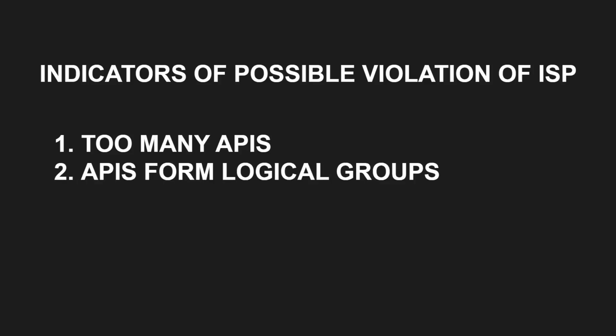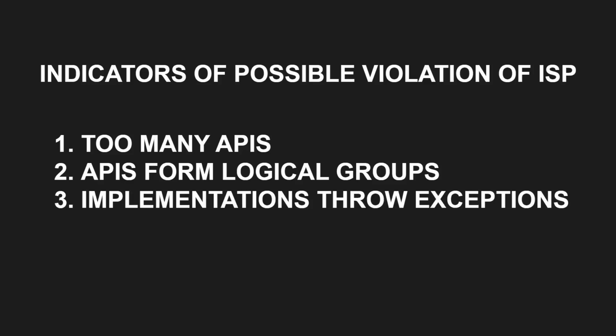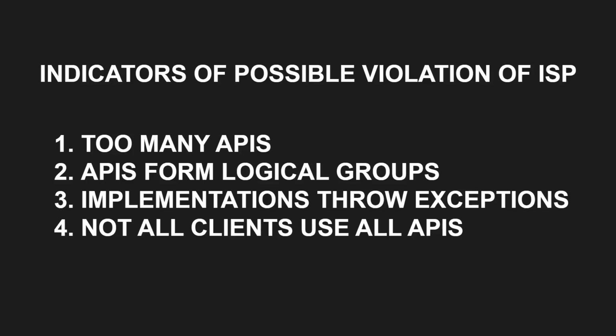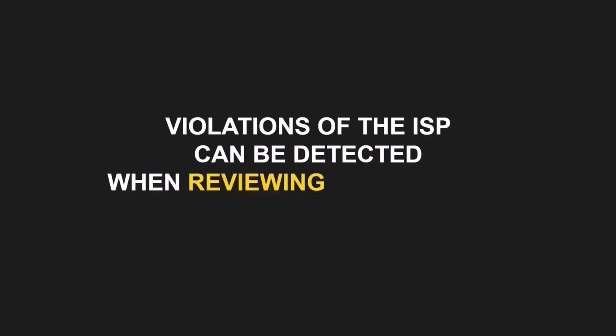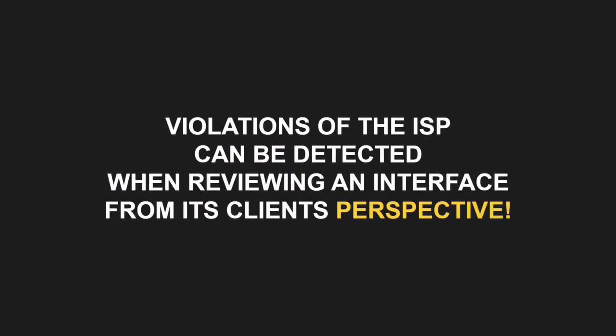So here are some indicators of possible violations of the interface segregation principle. Interfaces or classes with many APIs. Interfaces or classes where APIs form logical independent groups. Some implementations of a common API throw exceptions. Not all clients of an interface need all APIs. In summary, violations of the interface segregation principle can be detected when reviewing an interface from its client's perspective.